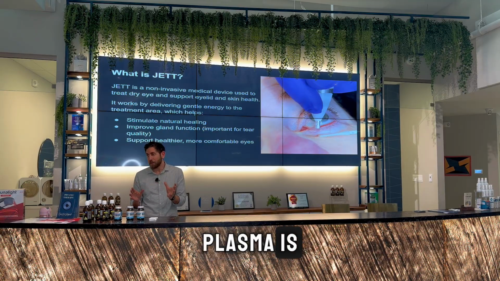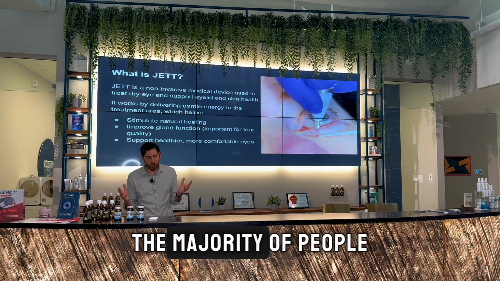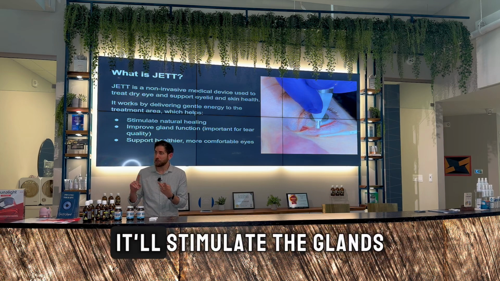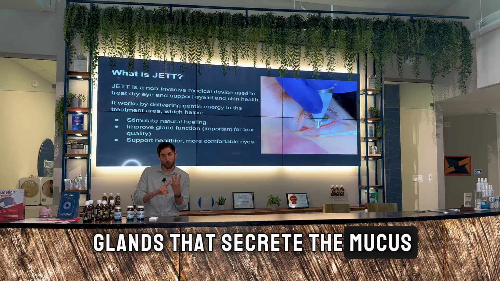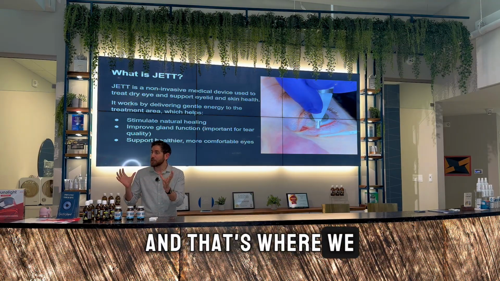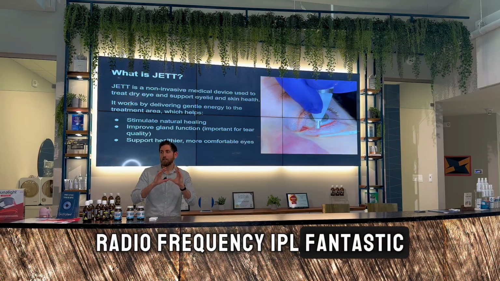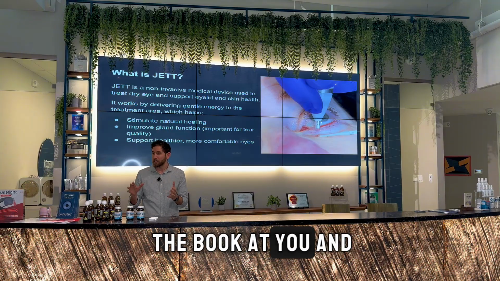So the JETT plasma is great for the all-rounder kind of person, which is the majority of people. It'll stimulate healing. It'll stimulate the oil glands. It'll stimulate the glands that secrete the water, and it'll stimulate the glands that secrete the mucus. So all three layers. And that's where we get that homeostasis from. Radio frequency, IPL, fantastic. And sometimes we combine everything together. We kind of throw the book at you.